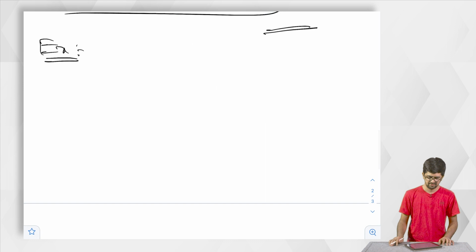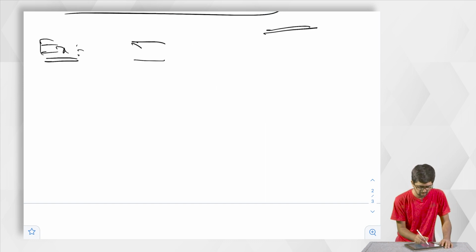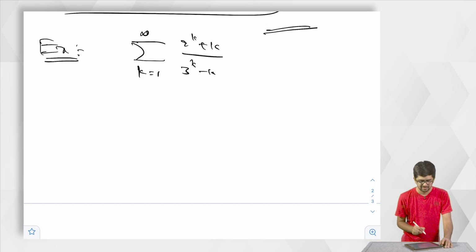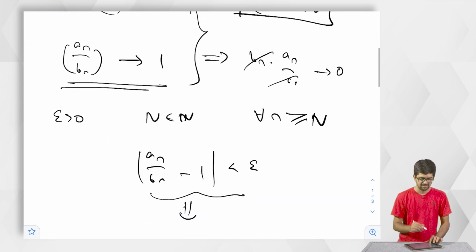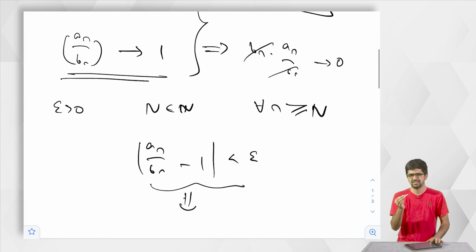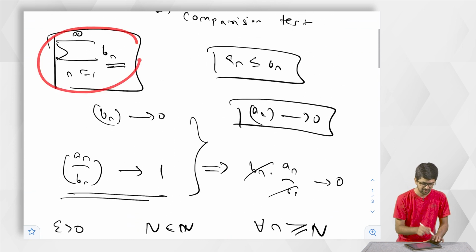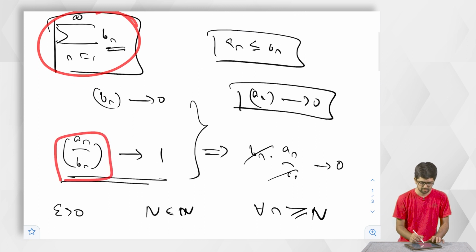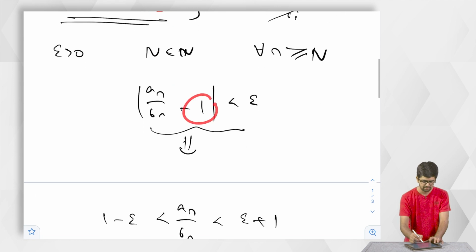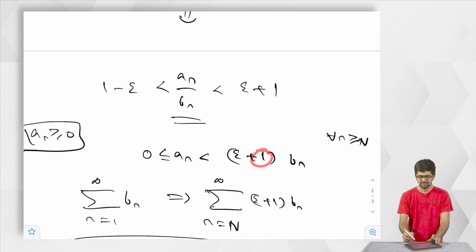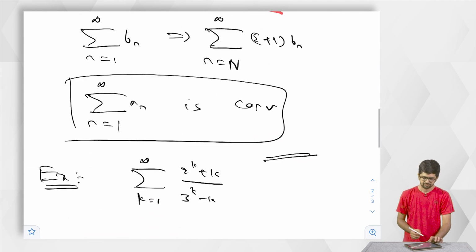Consider the following series: summation (2 power k plus k) by (3 power k minus k). See, there are many other ways to check convergence of this, but we are trying to use the previous idea that we should look for a series that is convergent, and this fraction should go to 1 or any other number. As I said, 1 is not special here. I can replace 1 with anything. This is just a constant, right?